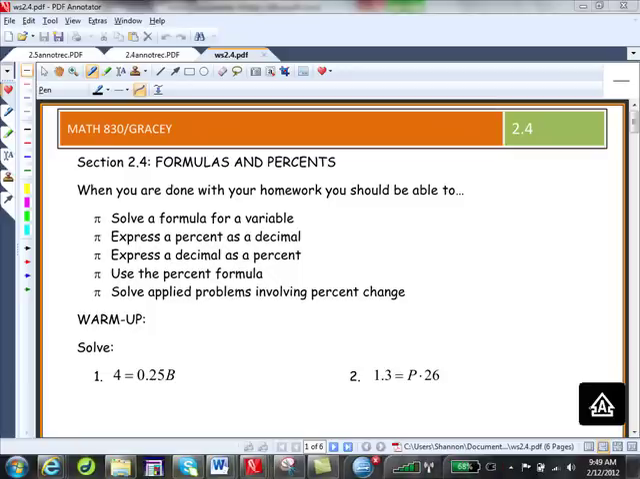involving percent change. So why don't you guys go ahead and start your warm-up, pause the movie, warm up, get all ready for math, and then I'll check in with you in a moment.